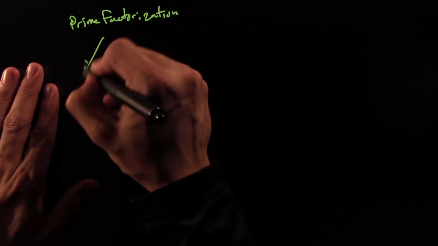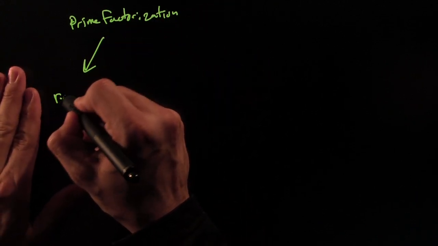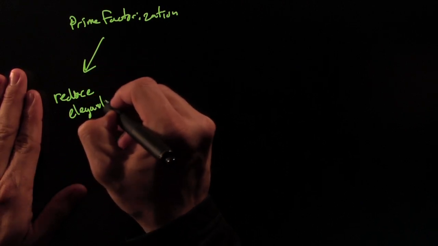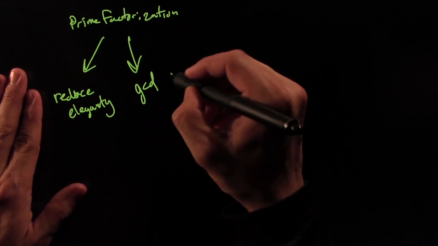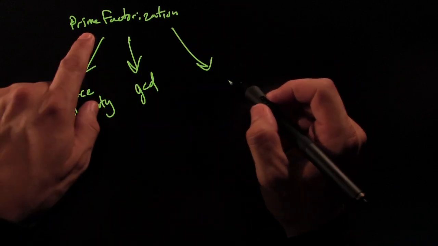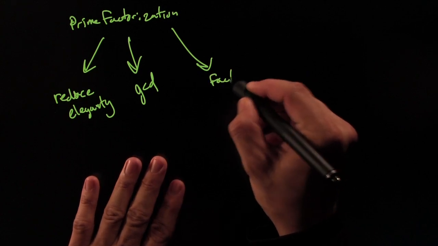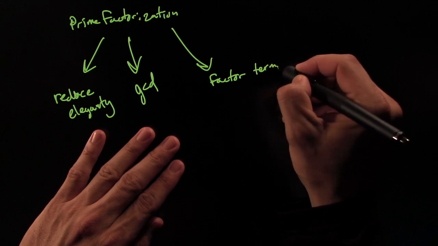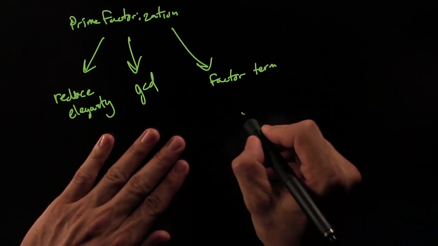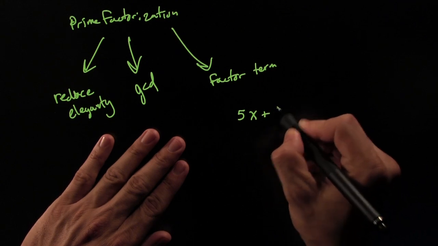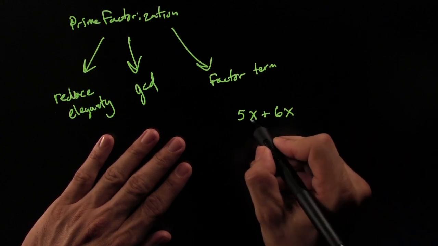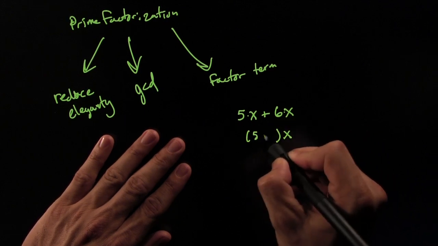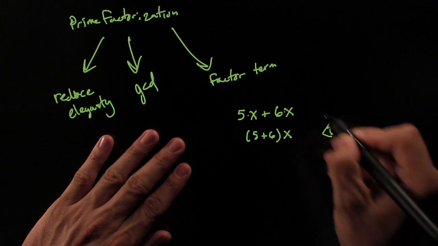So we use the prime factorization today for a few things. We used it to reduce fractions elegantly. We used it to compute the GCD elegantly, and another famous use for it is to factor by terms. So let me explain that a little bit. So if I had 5x plus 6x, you could say, whoa, it looks like someone distributed an x here. Maybe I could take out the x and that would leave 5 plus 6. This is called distributive law.